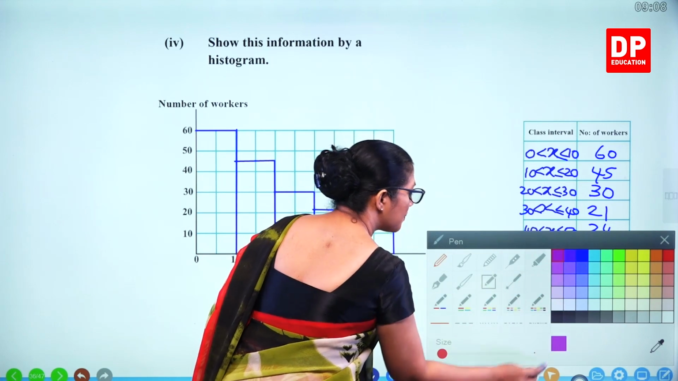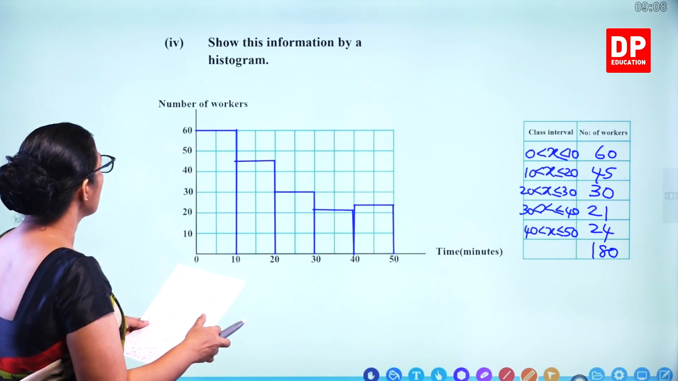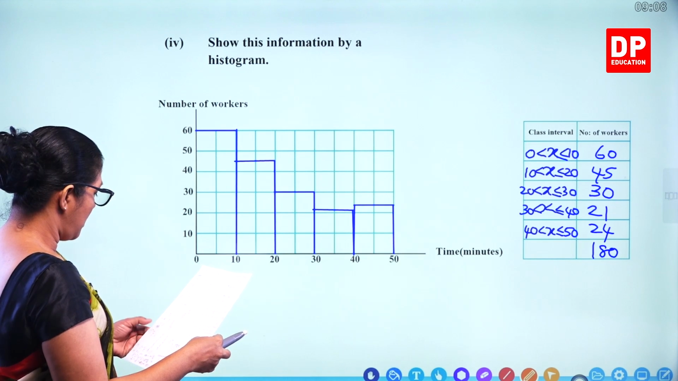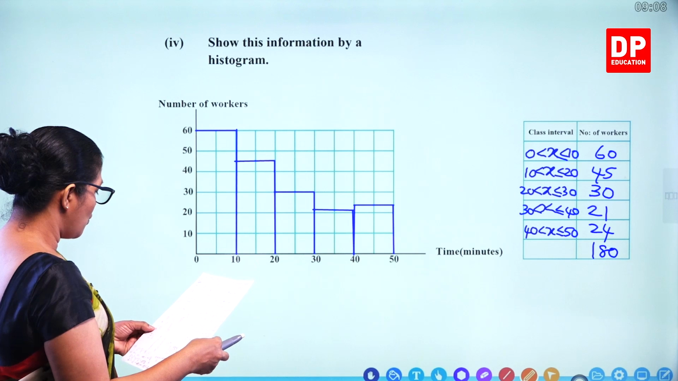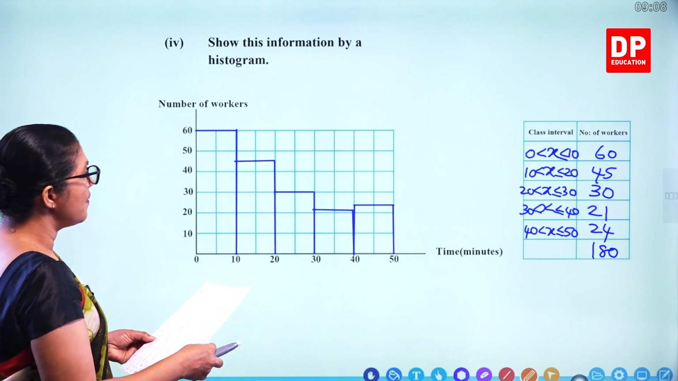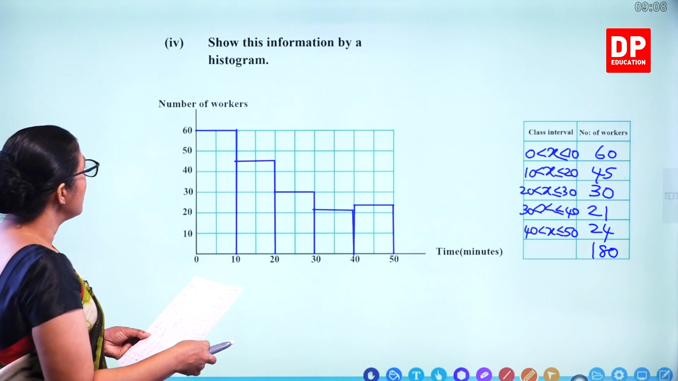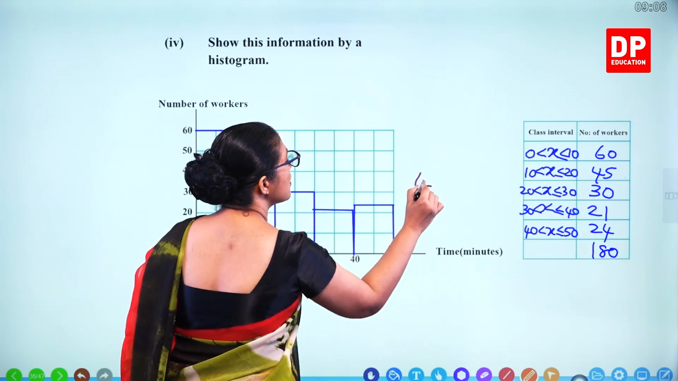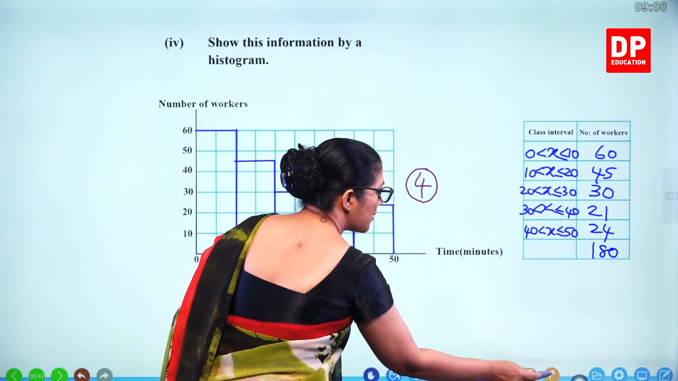So how many marks? You are getting 4 marks for this histogram. So we gave 6 and this 4, altogether 10 marks. So 4 marks for this question, drawing the histogram properly.